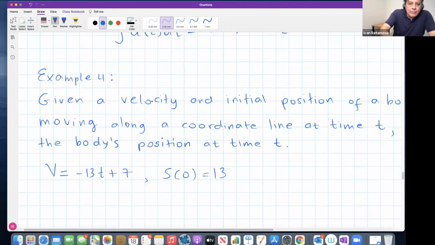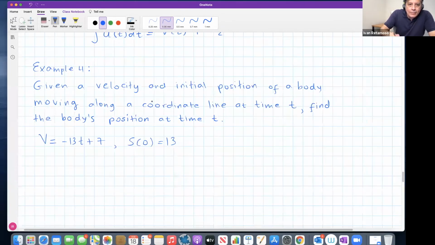Example here. Suppose they give you the velocity function and this extra condition, the position function evaluated at 0 is equal to 13. And they ask you to figure out the position function. Given the velocity and initial position of a body moving along a coordinate line at time t, find the body's position at time t. Position function. So, solution here.